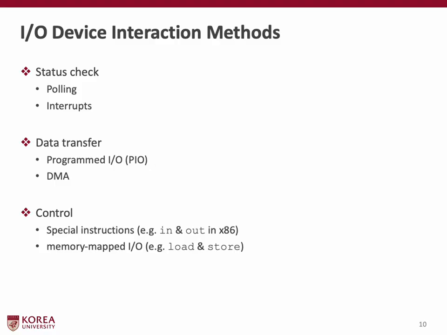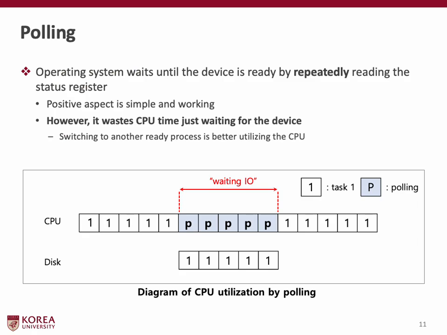And actually, there are several methods for these three types of interaction, like status checking, data transfer, and device control. In the next few slides, we'll take a look at these specific methods. Okay, then first, we will see two methods for status checking, polling and interrupt. In polling, the operating system keeps checking the status register over and over until the device is ready. Let's look at this figure.